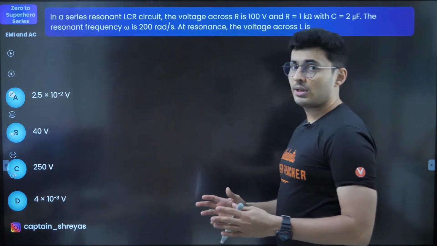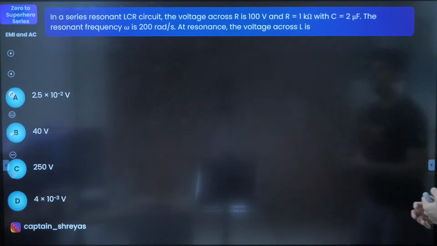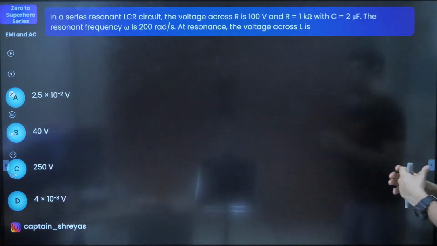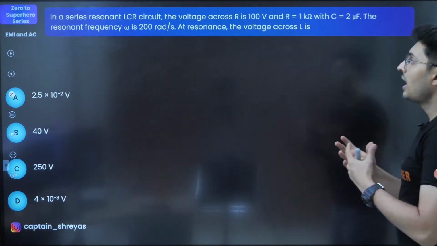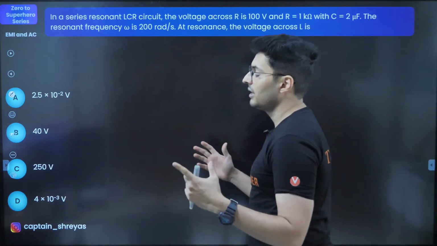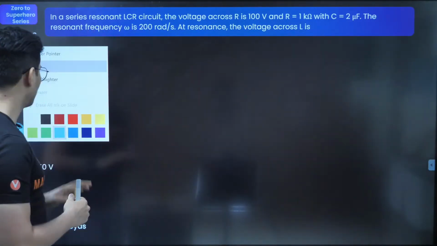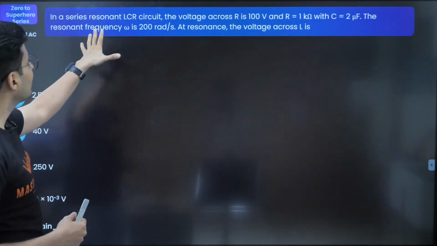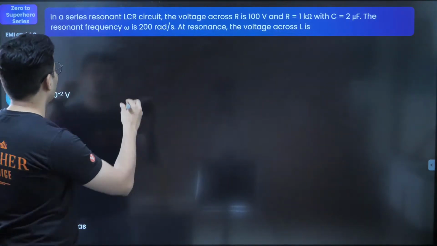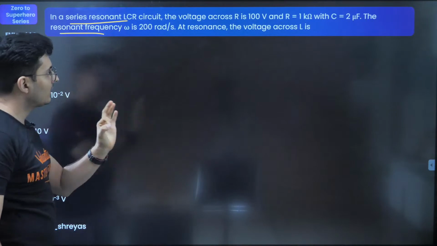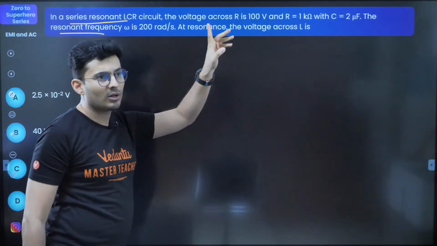A series resonant circuit LCR. The voltage across R is 100. Resistance is this much. Capacitance is this much. Resonant frequency is this much. At resonance, the voltage across L is how much? Wow, this is a good question. Let's try to do this. Series LCR circuit. Okay, that's one keyword. It is also resonating. Okay, keyword. At resonance, voltage across L is.